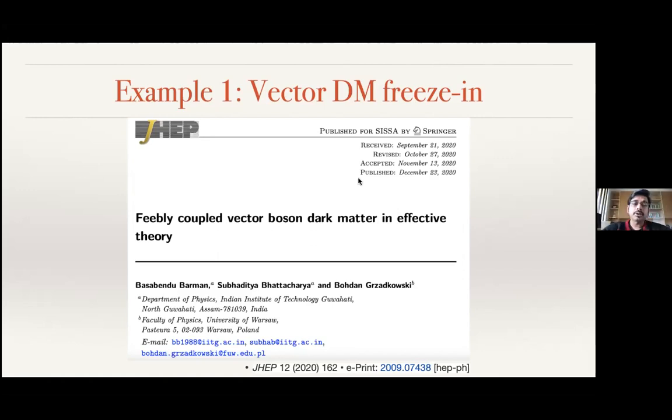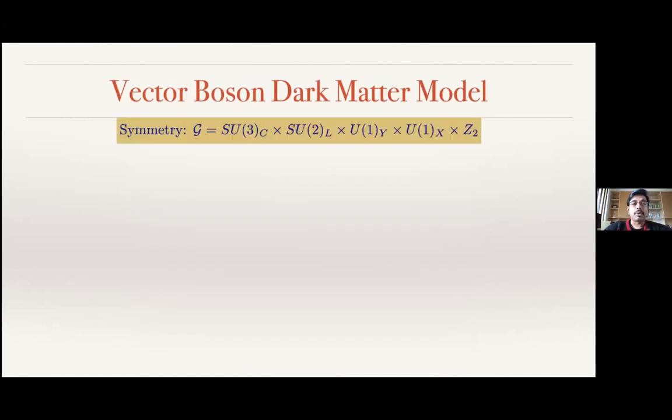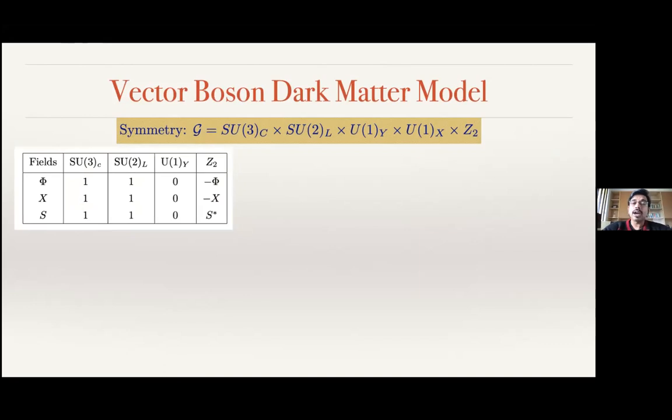All right, so let us talk about this possibility of a feebly coupled vector boson dark matter in effective theory. What is the model? We have the standard model extended by a gauge group like U(1)_X, and there is also a Z2 symmetry that we have to assign. Why is this additional gauge group required? Because we want the gauge boson of this additional gauge group to be the dark matter. We have three additional fields. One is this capital Φ, which is a scalar singlet. It also has its Z2 transformation: Φ goes to minus Φ.